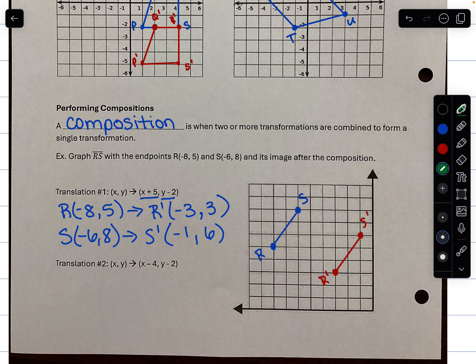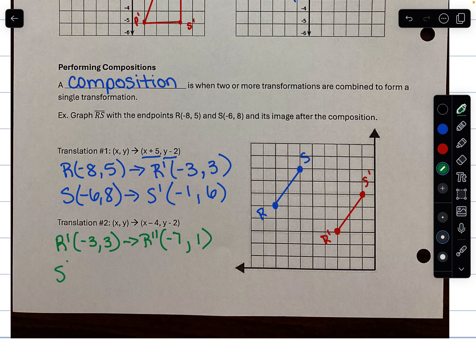Okay, then our next translation, we're going to take R prime. So R prime was what ordered pair? We wrote negative 3, 3. And now we're going to find R double prime by subtracting 4 from x and subtracting 2 from y. So what is negative 3 minus 4? Negative 7. And what about 3 minus 2? 1.